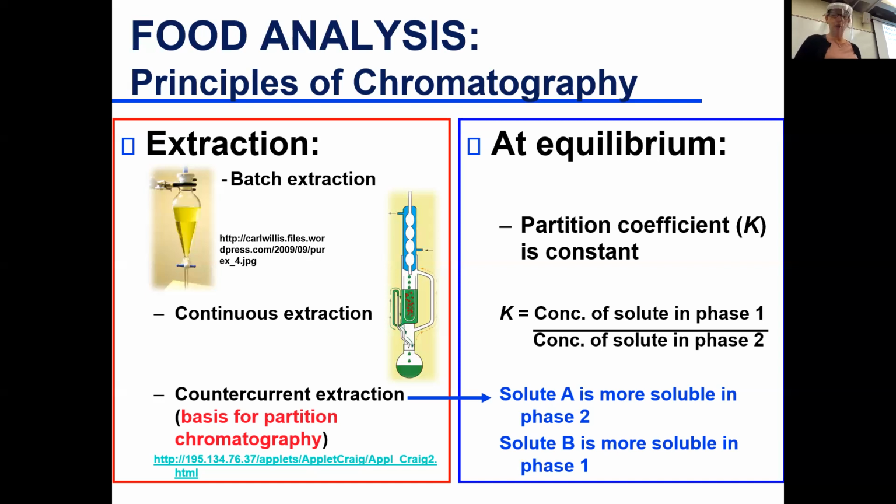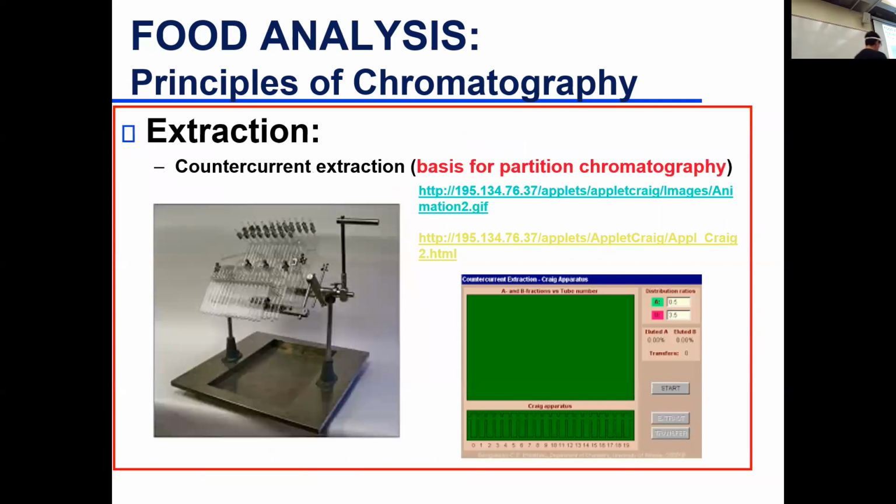Okay, let me show you the countercurrent extraction, which preceded partition chromatography. This is what it looked like. A set of tubes in series. And what's in these tubes? They are all filled with one type of phase, the stationary phase, the phase that doesn't move. They all have the same amount of that stationary phase. And then you add a mobile phase with the compounds you want to separate. That doesn't make much sense. Let me show you.